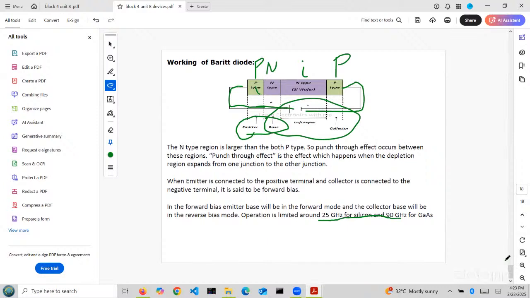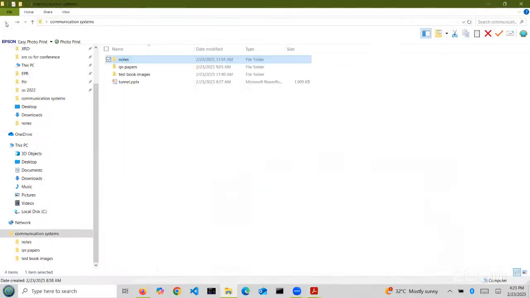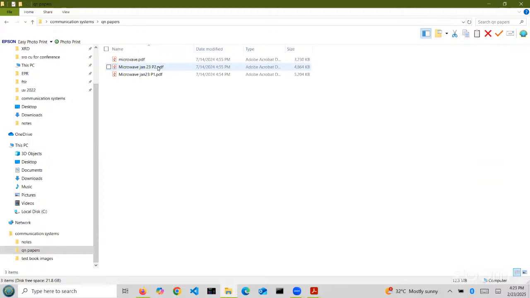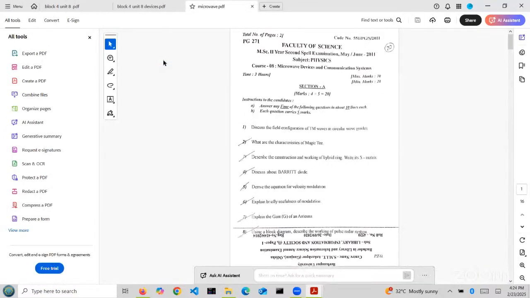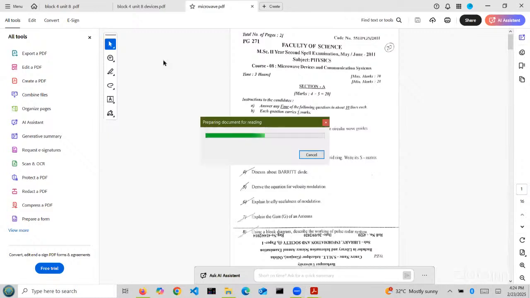So in today's class, the things we discussed: one is semiconductor devices. We can guess one essay question. We'll see in the previous year questions which of these are covered. Whatever we discussed, from that we will see what is covered for today's class. Check here. Discuss about Barrett diode.